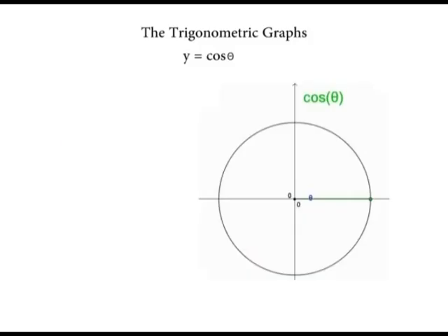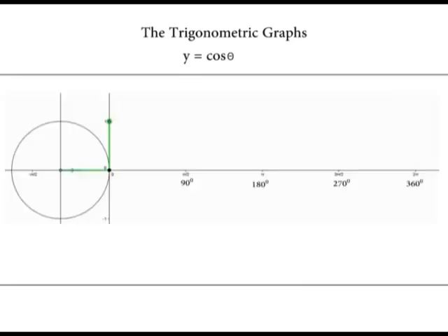Now for y is equal to cos theta. In the unit circle, cos is the x-coordinate of a point on the unit circle. Watch that the green line tells us how the cosine is changing in the 4 quadrants as theta changes. With that, we can draw the graph. At theta is 0 degrees, cosine is 1. Cos 0 is 1.